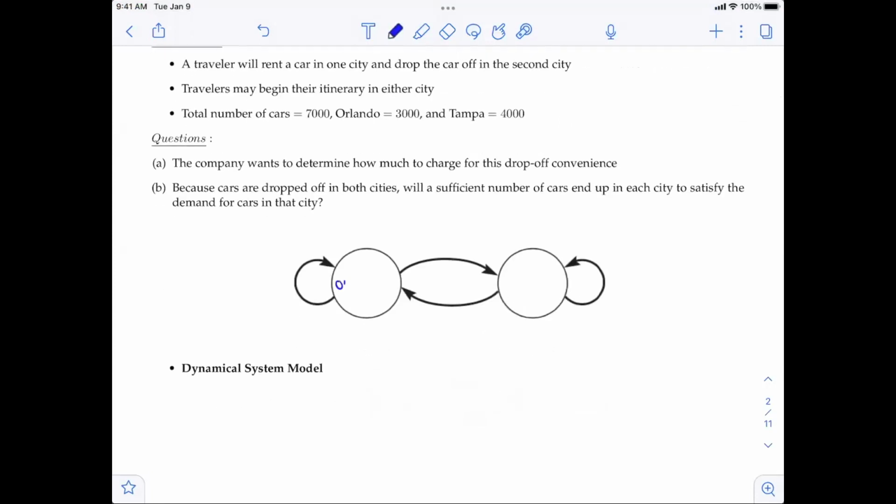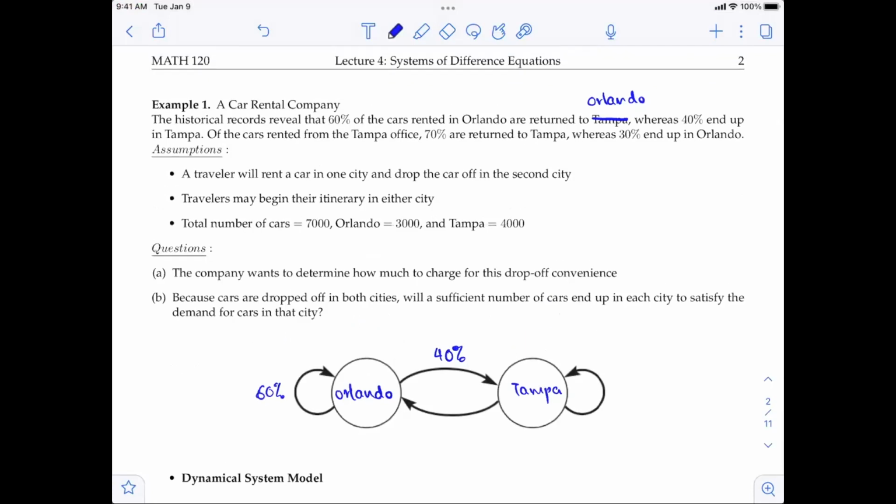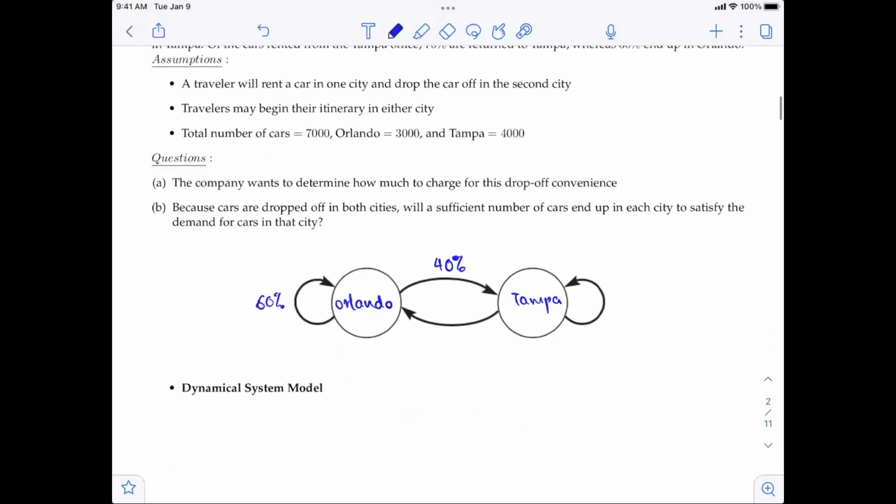All right, so let me put this information into the schematic. So this is Orlando, this is Tampa. There is a 60% chance that a car rented in Orlando gets returned in Orlando, and a 40% chance that a car rented in Orlando gets returned in Tampa. So this is 40%. And in the Tampa office, there's a 70% chance that a car rented in Tampa gets returned in Tampa as well, and a 30% chance that a car rented in Tampa gets returned in Orlando.